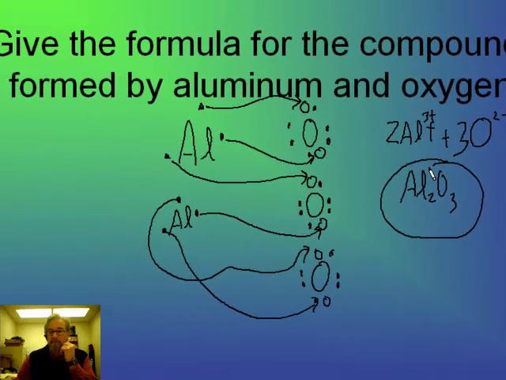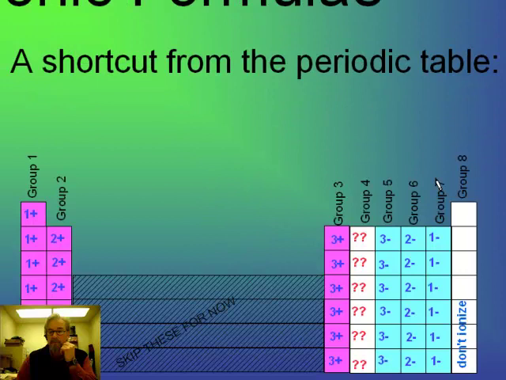There's a shortcut that shows up from the periodic table. And here's how the shortcut works. If you can just remember that group 1s are +1, group 2s are +2, group 3s are +3, like we saw in the last video, and that group 5s are 3-, group 6s are 2-, and group 7s are 1-. So you count up from the left, and then you count down from the right.